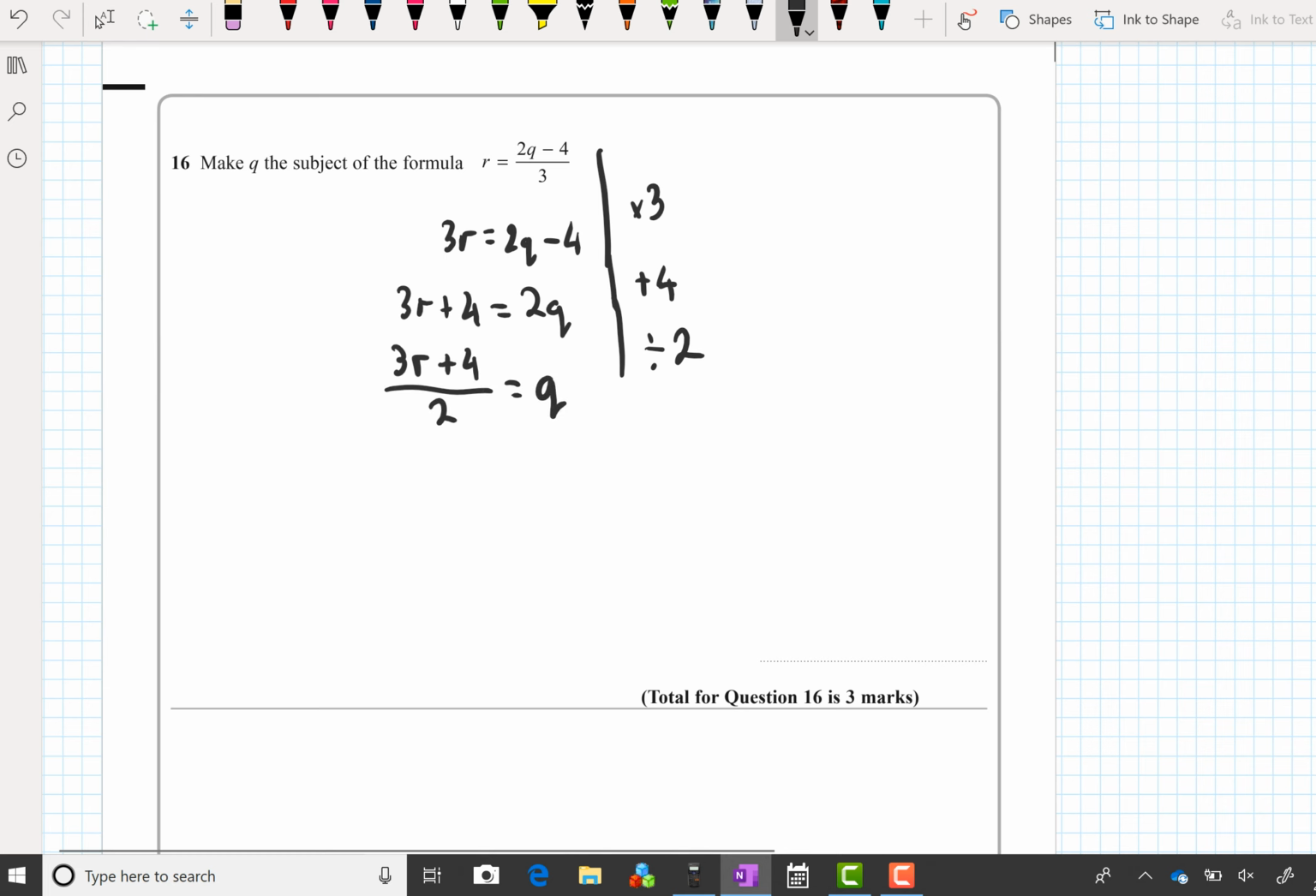Yes, it's on the right hand side. No, it's not the end of the world. You could also swap it round like this if you so wish.